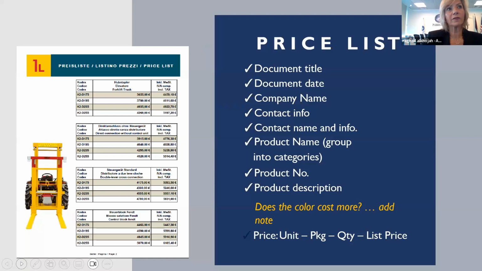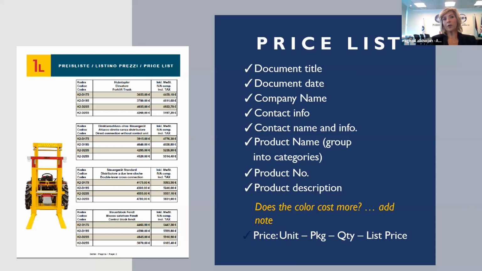The price list itself. So in the price list, you need to have a document title, you need to have a document date, which will include a validity on this price list. You need to have your company name, you need to have your contact information, you need to have the contact POC name and info. You need to have the product name, or you need to group the products into categories if you have more than one category. You need to have the product reference number, and you need to have the product description.